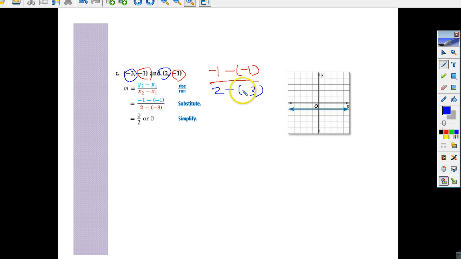So here you have negative 1 minus negative 1. So that becomes negative 1 plus 1, which becomes 0 over 2, which is the same thing as 0. Okay, so this one has no slope. It has a 0 for slope. So there's your graph. It's just going through a negative 1.